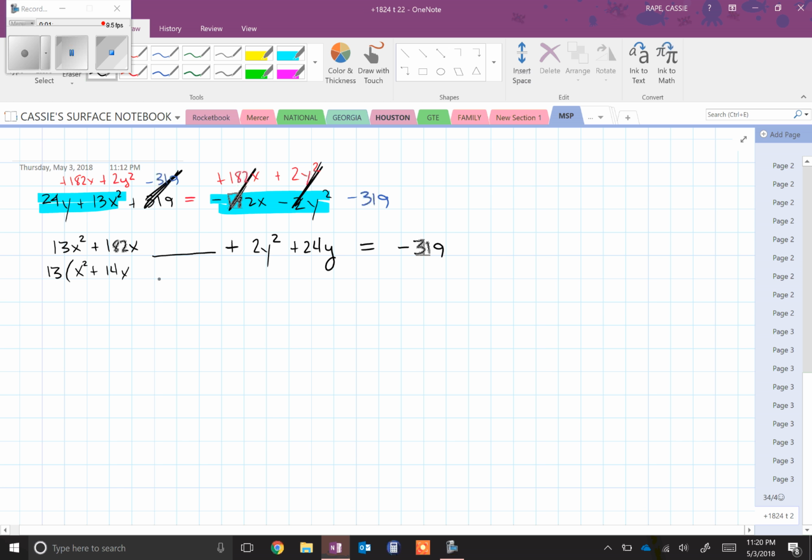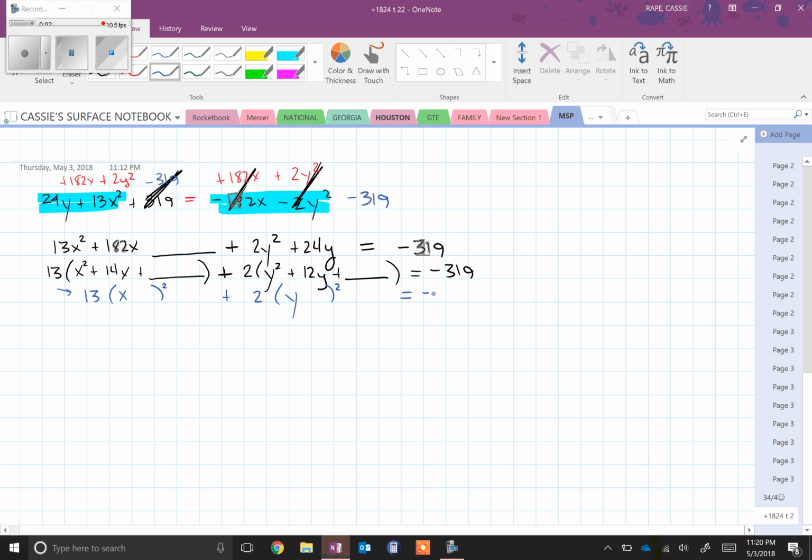Leave that space, okay, plus, I'm going to do the same thing right here to the y's because I want my leading coefficient to be 1. So it's going to be 2 times y squared plus 12y plus, I'm going to leave a space there, equals negative 319. Now the goal is, first of all, the 13 comes down. Right here, you're going to get an x plus or minus something squared. And right here, you're going to bring that down, and you're going to end up with y plus or minus something squared equals negative 319.